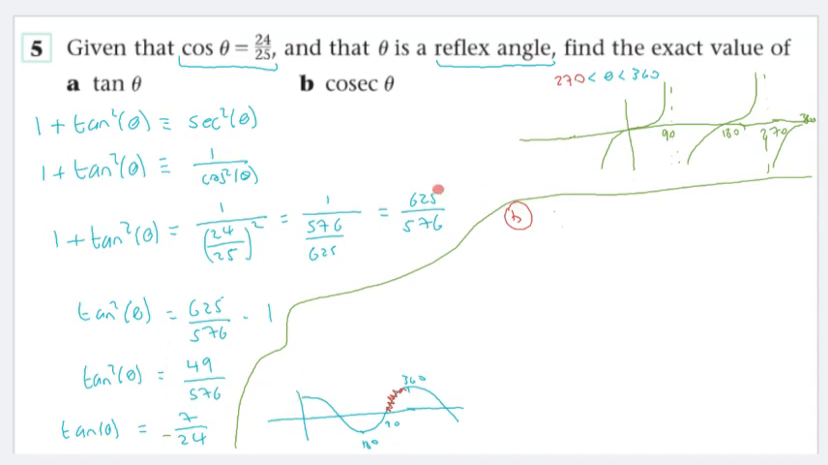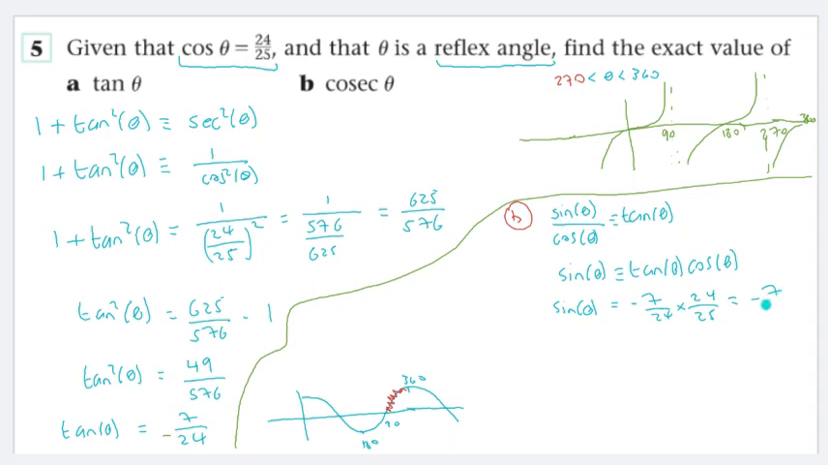Now that we've got that information, to work out cosec, we know that sine theta over cos theta is identical to tan theta. We've already got the value of tan theta and the value of cos theta. So sine theta is identical to tan theta times cos theta. Once we've worked out the value of sine, cosec is just 1 over sine. So sine theta is equal to tan, which is minus 7 over 24, multiplied by cos, which is 24 over 25. This is going to be minus 7 over 25.